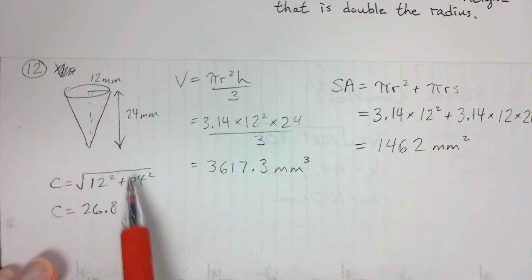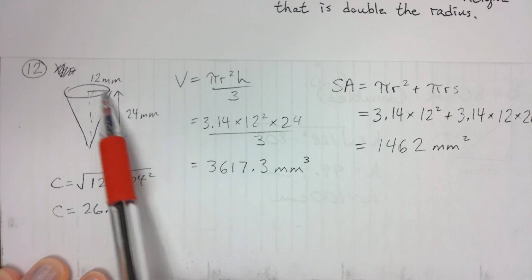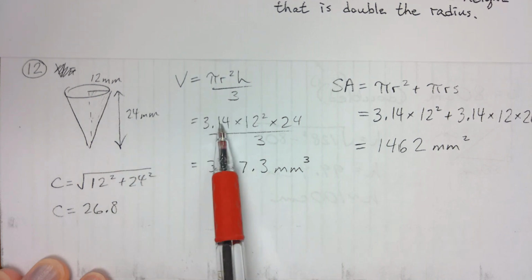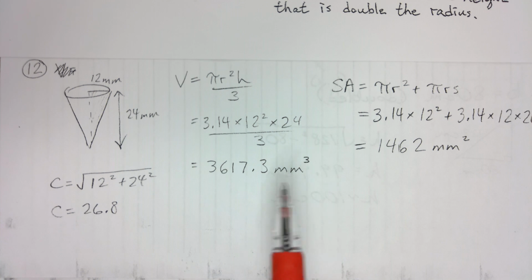For this one, I want to find the volume. So volume, pi r squared h divided by 3. So I just have to sub in the 12 and the 24 divided by 3. I get my volume. What's the unit for volume?